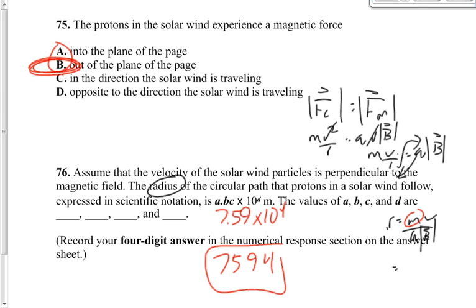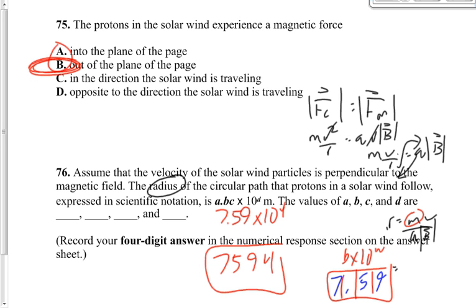If it was B times 10 to the W, we'd express that as what? B times 10 to the W would be 7.59. We'd put the decimal place in that case, right?